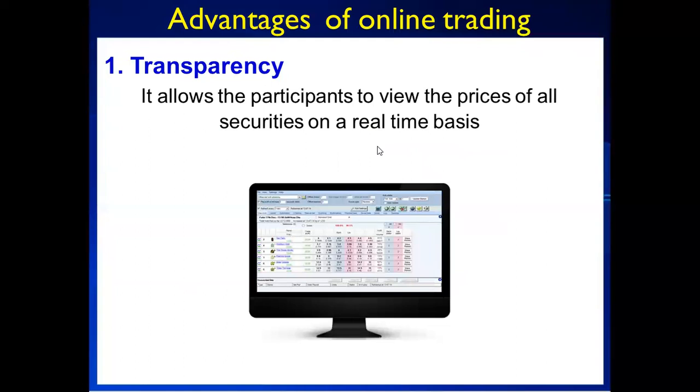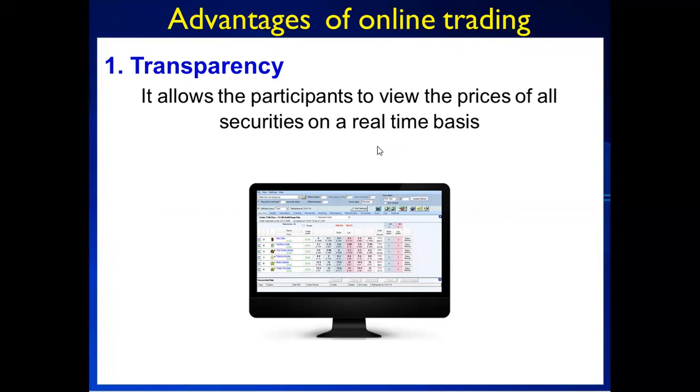Now, what are the advantages of this online trading? Everything is transparent, children, nowadays. Before it was not like that. Before, trading happened inside the stock exchange. We spoke about one ring where brokers used to stand and do the outcry. Do you remember? That area, or that process, was called ring trading. But now it is not like that.